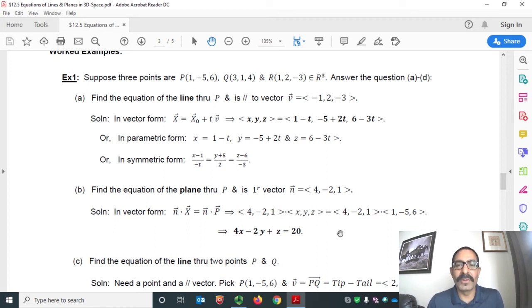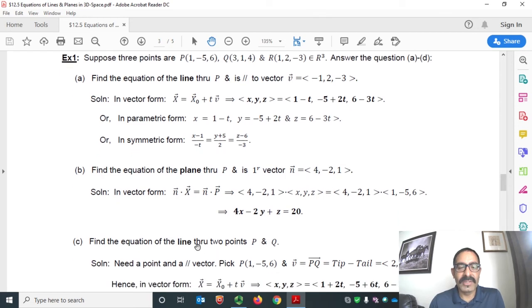When you take a dot product, we multiply the corresponding components and add them. So we have 4x minus 2y plus z equals 4 times 1, minus 2 times minus 5, plus 1 times 6. I'll add these products. This gives us 20. I hope this makes sense to you all. Now let's move on. Part C.